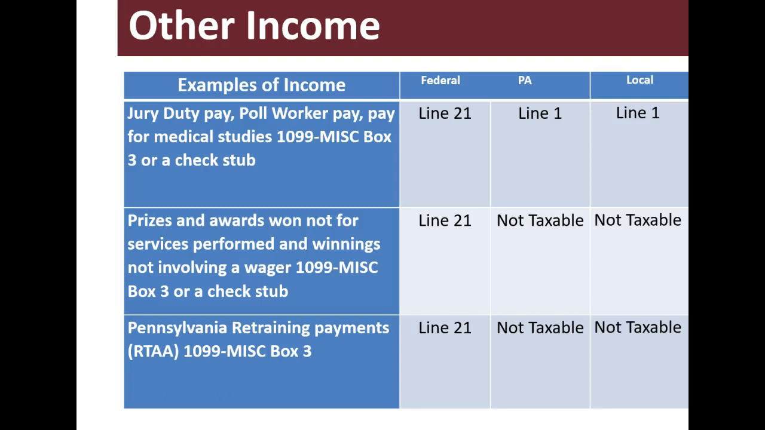Now, we've tried to do a chart of some of these income items and carry them through not only to the federal, but to the Pennsylvania and the local York County taxes. As you can see, there are some of the more popular ones: jury duty pay, poll worker, and typically a 1099 miscellaneous box 3. As we've shown, they should go to line 21, and they should go to line 1 on the PA and line 1 on the local return.